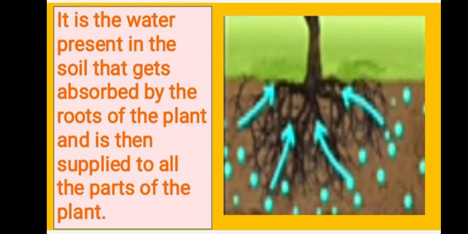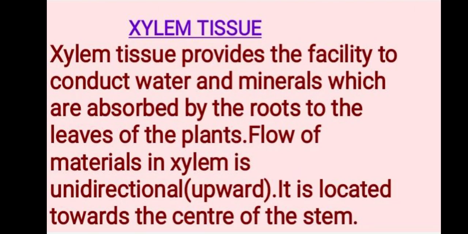Now it's time to give the answer to the question. It is the water present in the soil that gets absorbed by the roots of the plant and is then supplied to all the parts of the plant. And for this, plants have special tissues called xylem tissues.